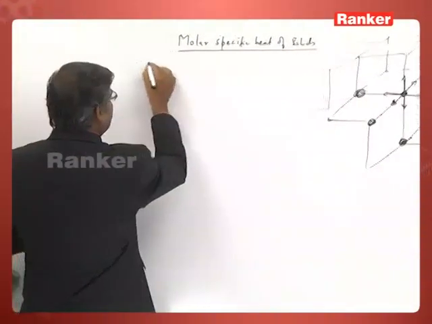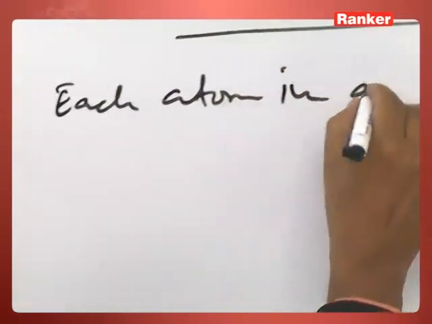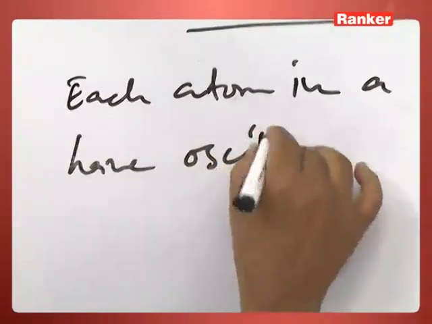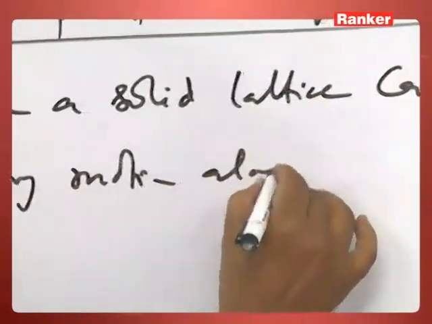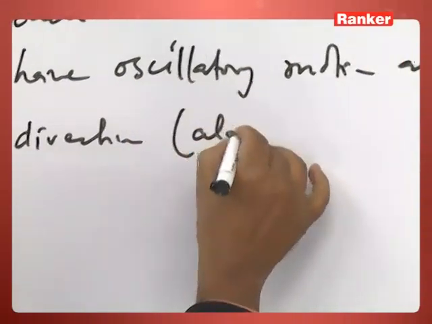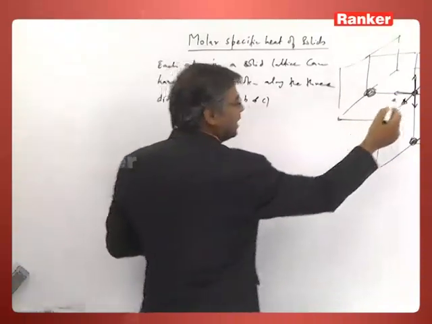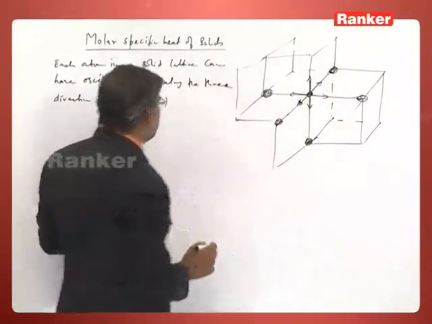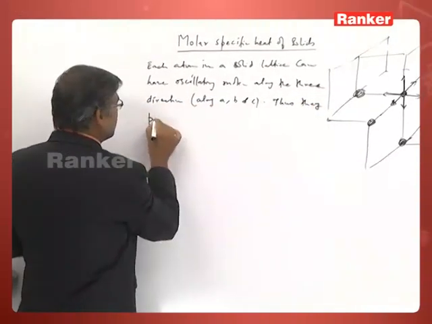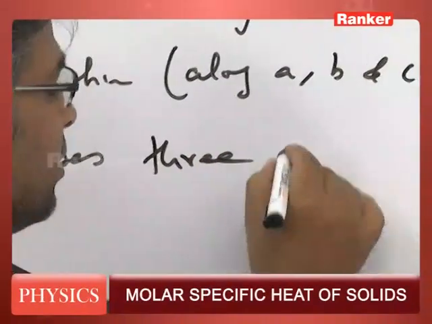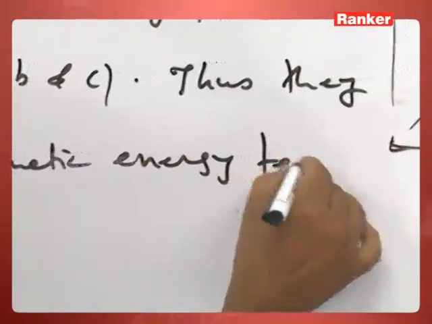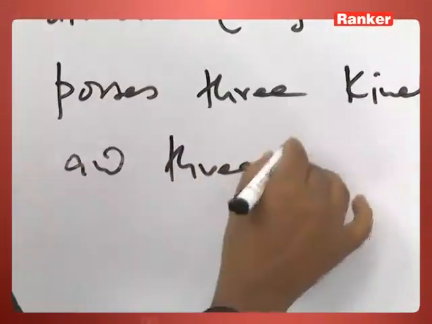So each atom in a solid lattice can have oscillatory motion along the three directions, i.e. along A, B and C, that is the lattice parameters A, B and C. So there are three different directions along which they can oscillate, thus they possess three kinetic energy terms and three potential energy terms.